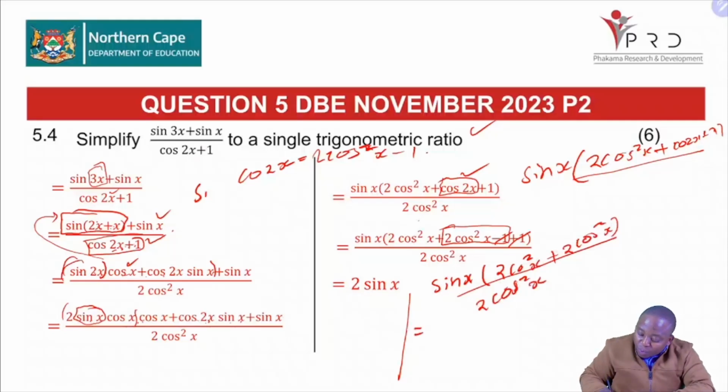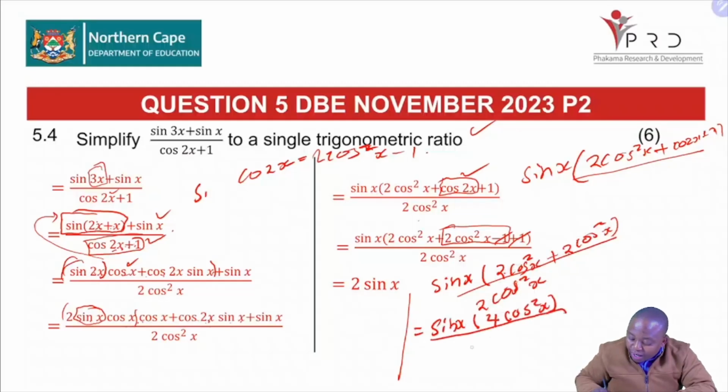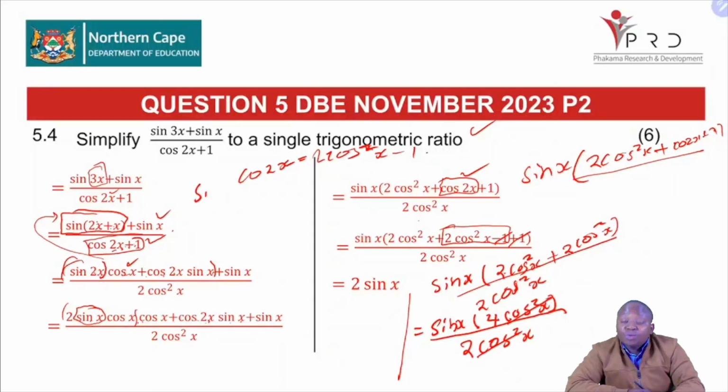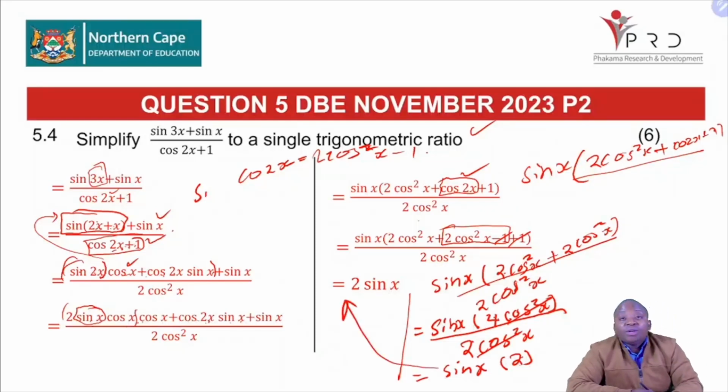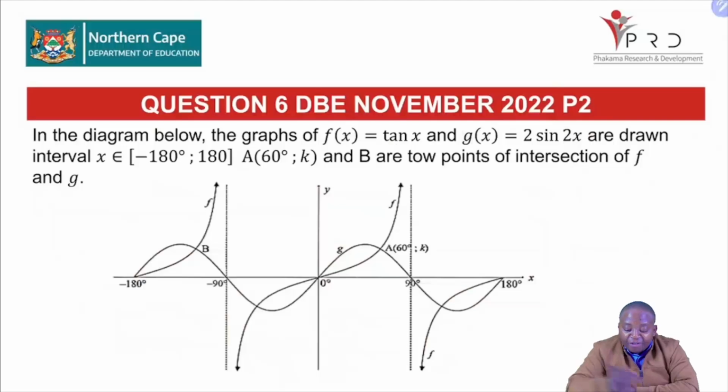Then from here, what we'll do is the following. We can see that 2 cos squared x and 2 cos squared x, we can add them together. So we have sine x into 2 plus 2, it becomes 4 cos squared x all over 2 cos squared x. Cos squared x and cos squared x will divide out. Then I will remain with sine x into 4 divided by 2, it becomes 2. Then this becomes 2 sine x, which is what I am having right there. So that's how we work around that 5.4.